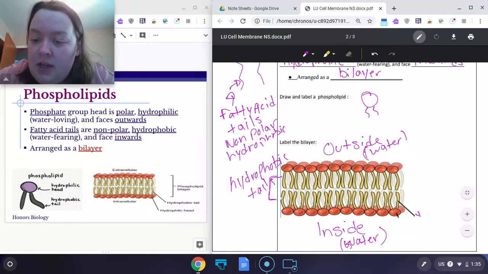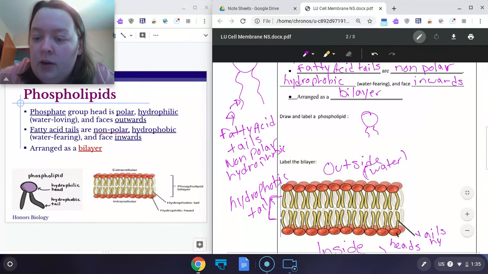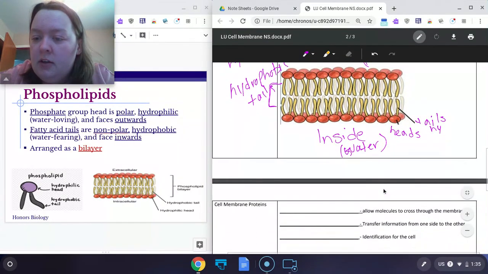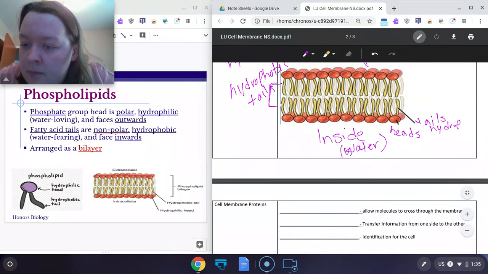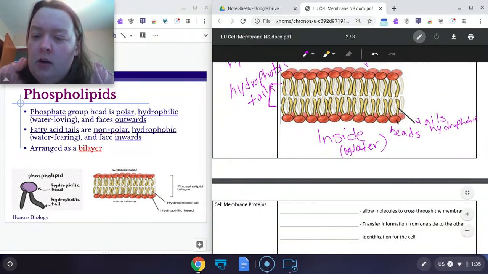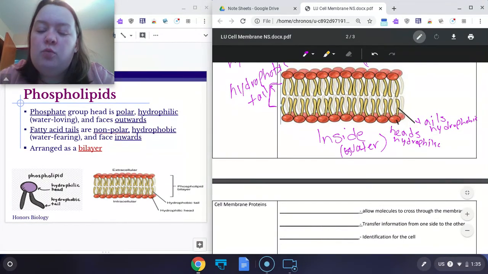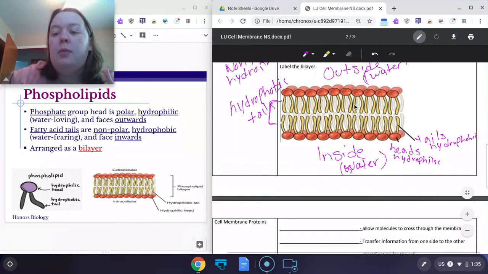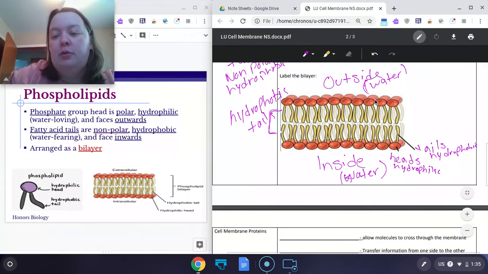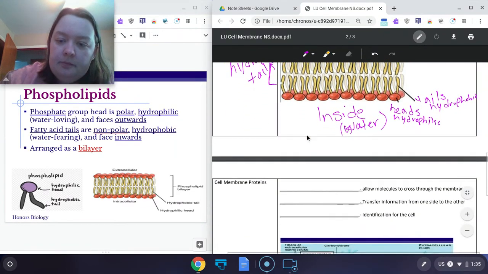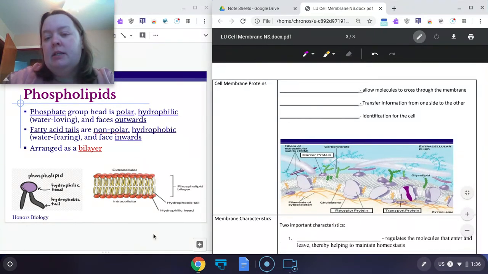So again, these are our tails. These are our heads. Our tails are hydrophobic. Our heads are hydrophilic. And that is why they arrange themselves in this order. That way the heads can be happy near the water on both sides, and the tails are conveniently located right in the center where there's no water. And that's what makes them the happiest.